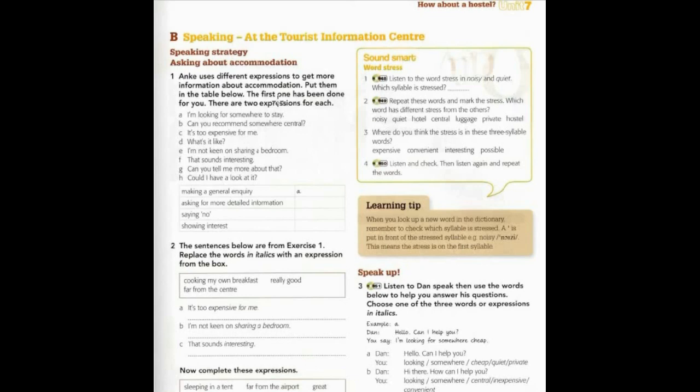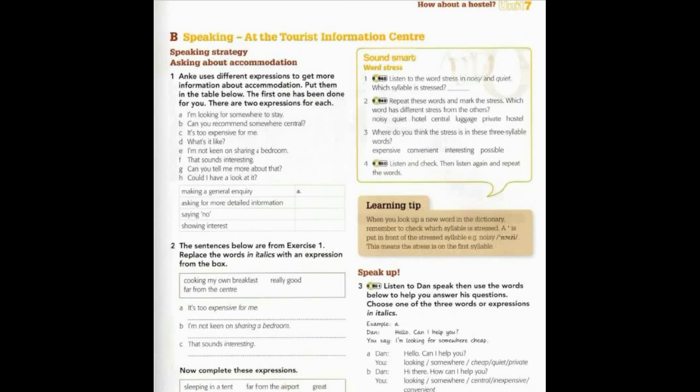Let's see the conversation here. Ank uses different expressions to get more information about the accommodation. Put them in the table below. The first one has been done for you. There are two expressions for each. I'm looking for somewhere to stay. What is it? It is making a general inquiry.